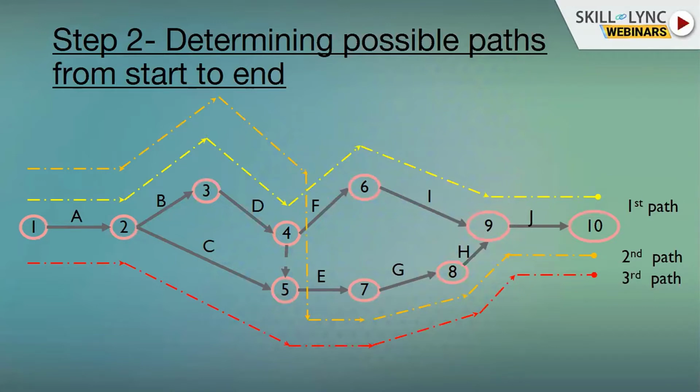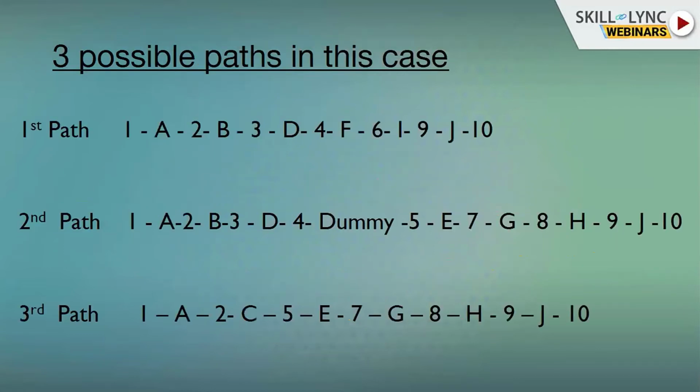The first path will go from one, having activities A, B, D, F, I, and J. Path number two will be having activities A, B, D, then dummy activity, E, G, H, and J. And the third path over here will be having activities A, C, E, G, H, J. Now to calculate the length of the paths and the critical path, we'll be adding timelines to it. I've just summarized the three possible paths over here.